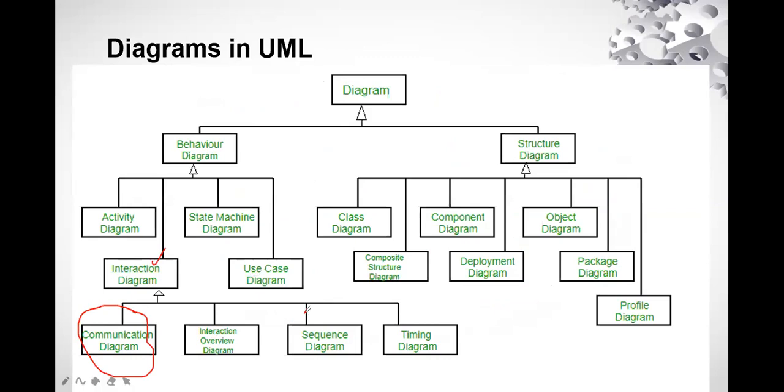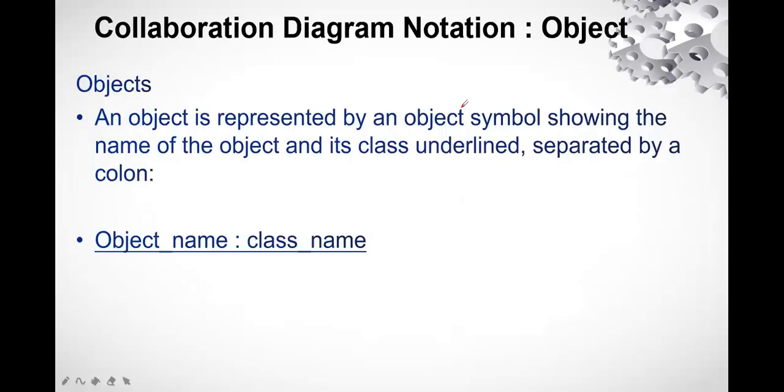Yesterday we did the sequence diagram. This is also part of interaction diagram, and this interaction diagram is a part of behavior diagram, which is dynamic in nature, okay? So moving further, we have understood that this is an interaction diagram and it comes under the category of behavior diagram, which is dynamic in nature. Now we are going to see certain notations of the collaboration diagram.